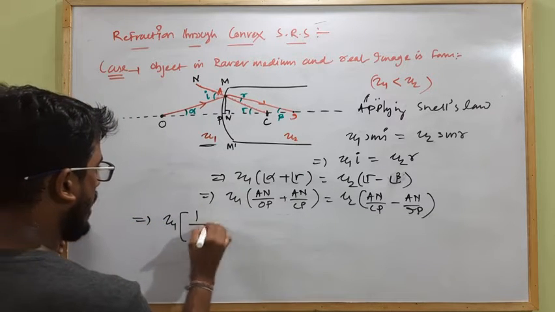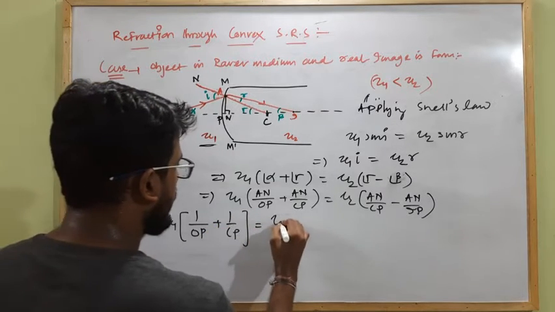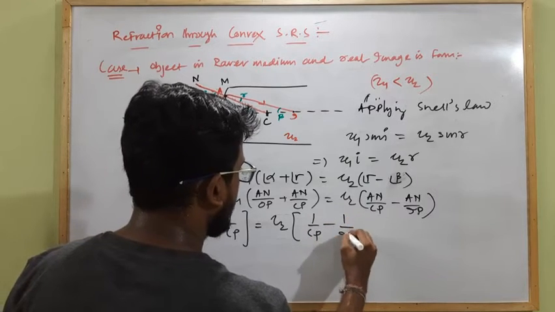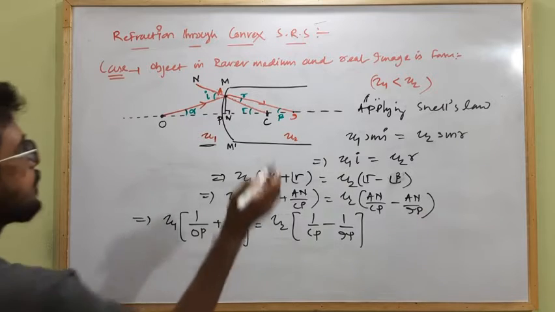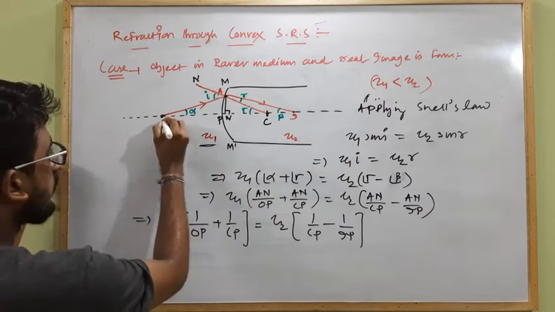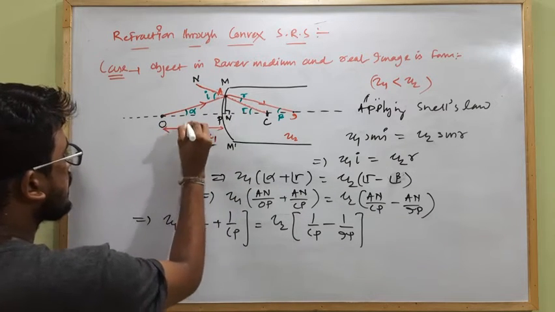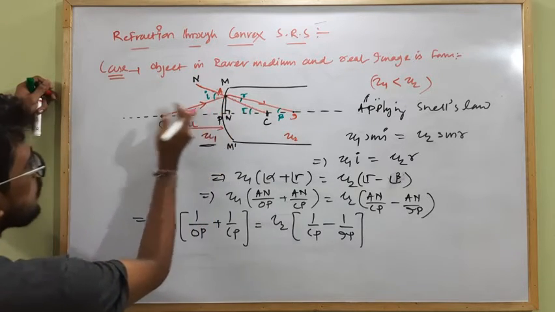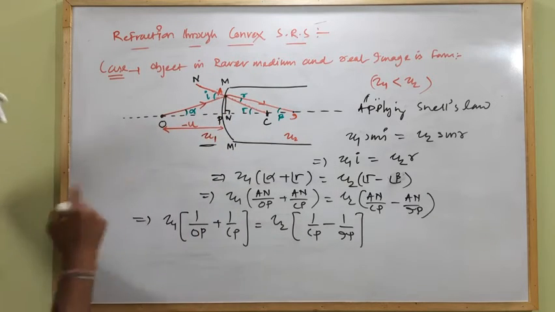mu1 into (1 by OP plus 1 by CP) equal to mu2 into (1 by CP minus 1 by IP). As an taken common from both sides and it will get cancelled. So what is OP? Here P is the pole, so O is the object. So OP is the object distance u, and as it is measured from the pole opposite to the direction of propagation of light, it will be negative according to sign convention.